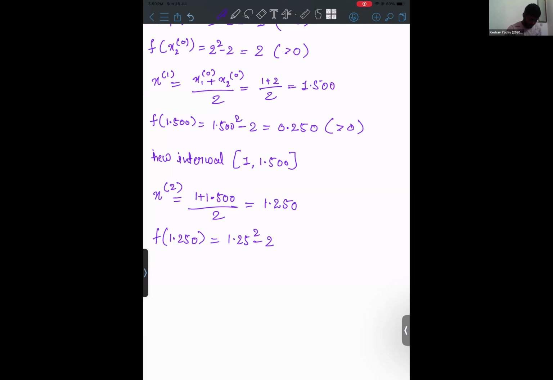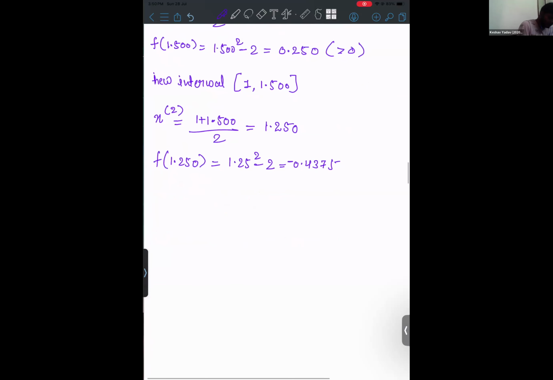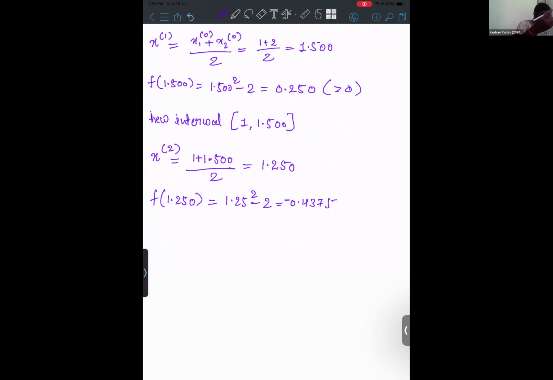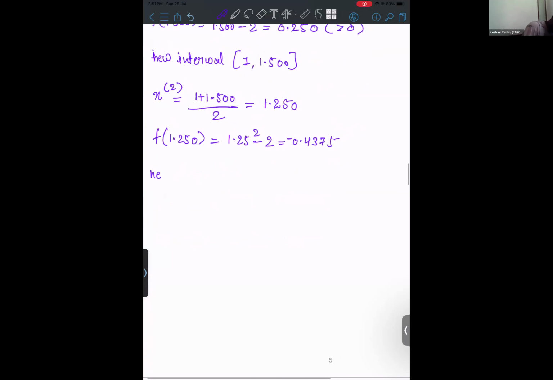So 1.25 square minus 2. That will give some negative value, 0.4375. So we have got some negative value. This means the function where its value was negative will be replaced. The positive one will be the same. So our new interval will be 1.250, comma, 1.500.